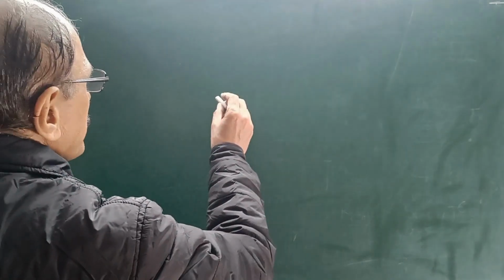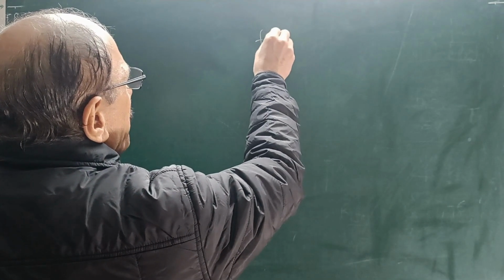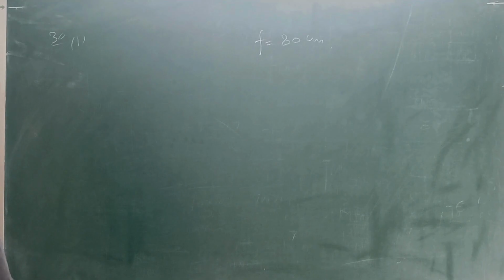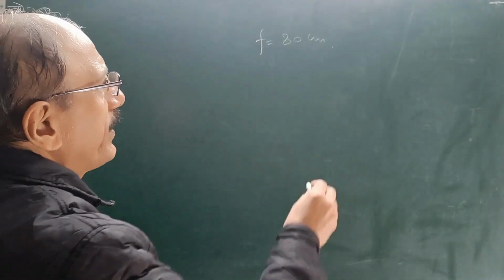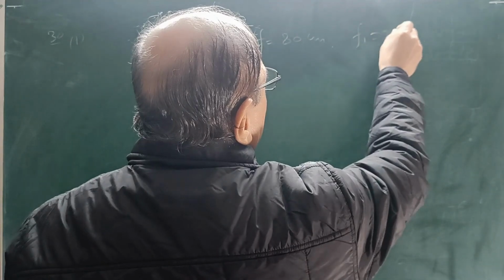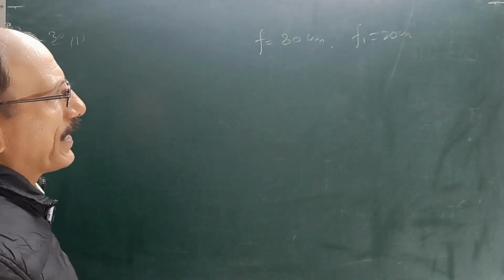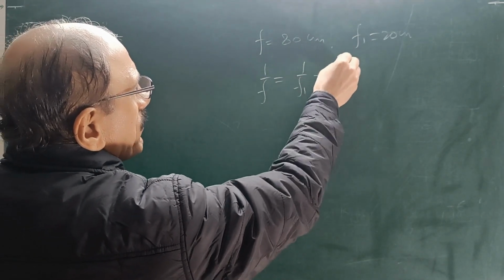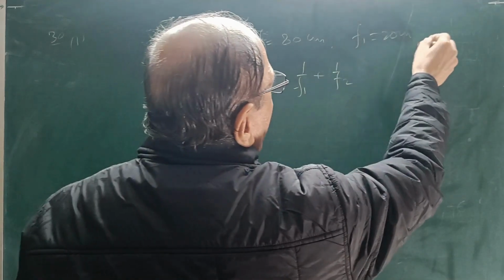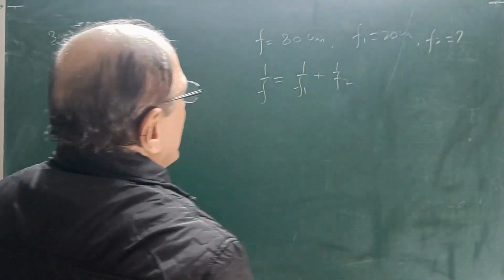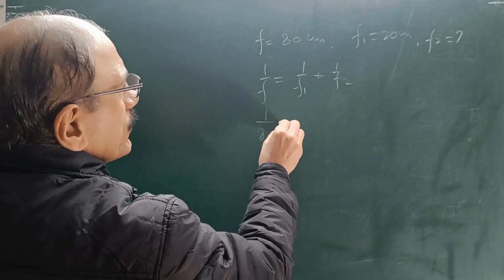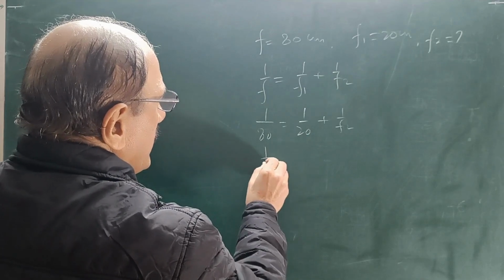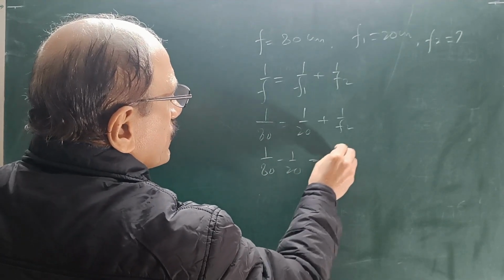Here we have net f equals 80 centimeter and f1 is given 20 centimeter. As per the paragraph, we have the formula 1/f resultant equals 1/f1 plus 1/f2, and we have to find f2. So 1/80 equals 1/20 plus 1/f2. So 1/80 minus 1/20 equals 1/f2.